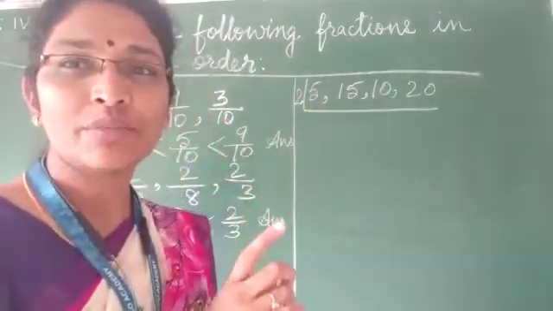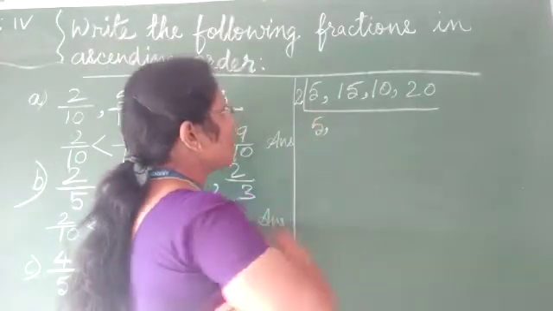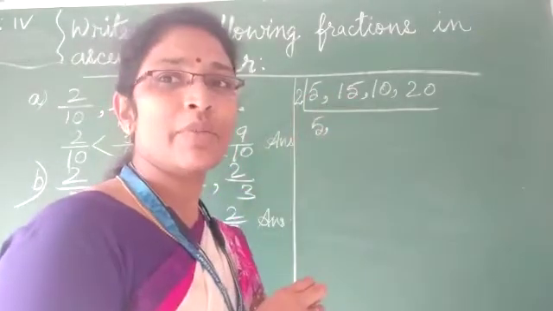5 is not divisible by 2. What do we have to do? Bring it down. Now 15, is it divisible by 2?